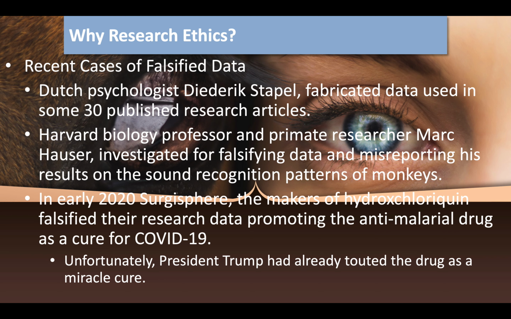Unfortunately, the information got out, not that they had falsified their information, but that they had a potential cure for COVID-19, and it was pushed by President Trump. He had already touted it as a miracle cure. Even after it came out that they had falsified their research, he still pushed it as if it were a miracle cure. He wanted something to get people's minds off of the fact that COVID-19 was so dangerous.